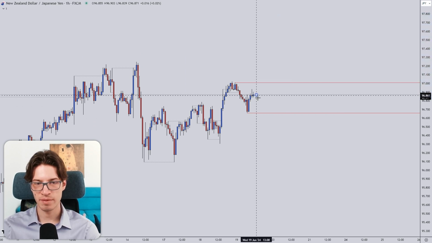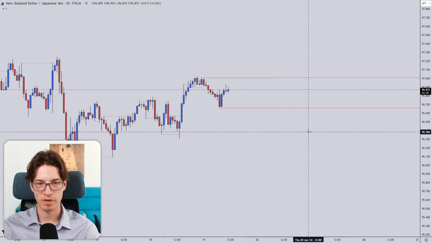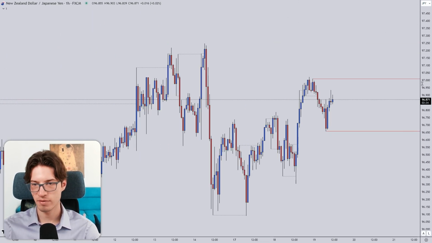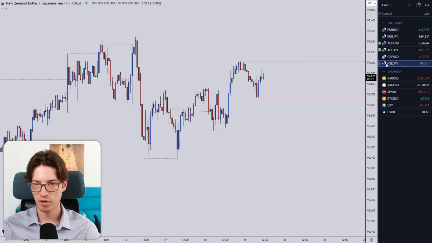That is what I meant when I said most JPY pairs are pretty flat and range bound. This is a good example. Nothing is forming, no momentum candles. So that's it for NJ, not on the watch list.